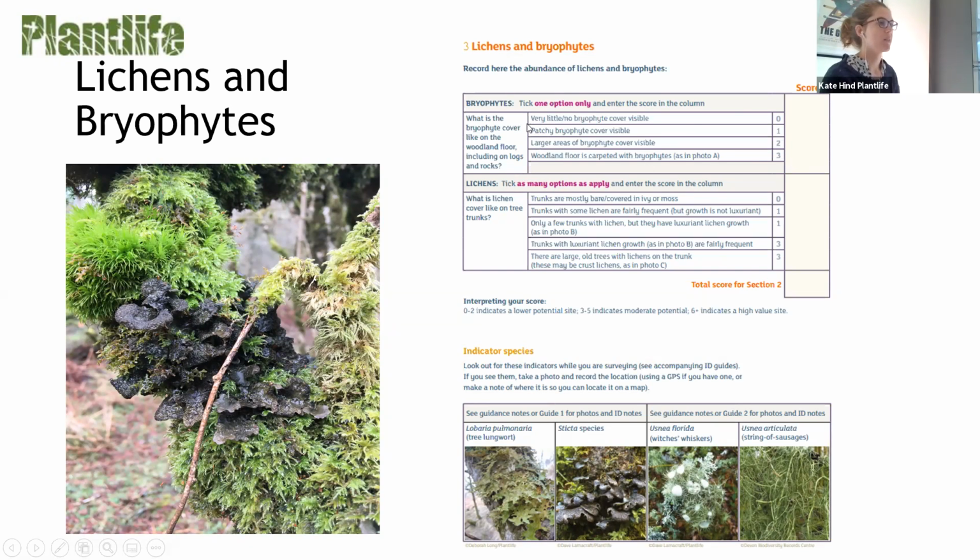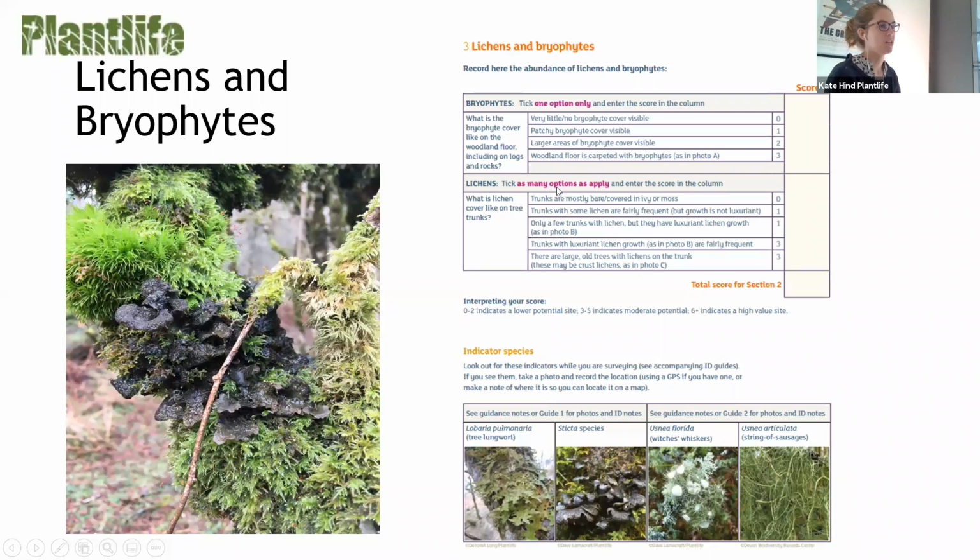So it starts with very little, no bryophyte cover visible at all, right way up to the whole woodland floor is carpeted with bryophytes. And then there's a photo in our guide of this as well, and you get these fantastic woodlands that are literally covered in mosses all over the woodland floor. So if you see that, you'd put a 3, whereas if there's nothing at all, you'd put a 0, and then the scores in between.